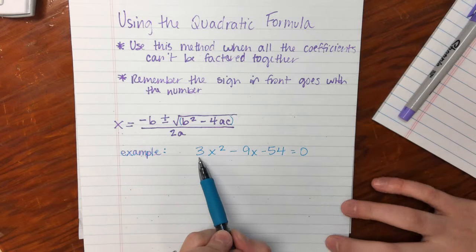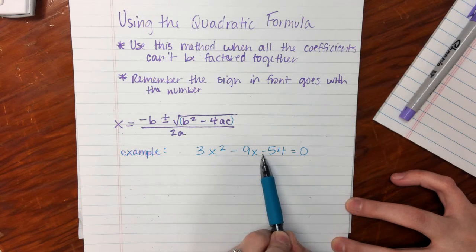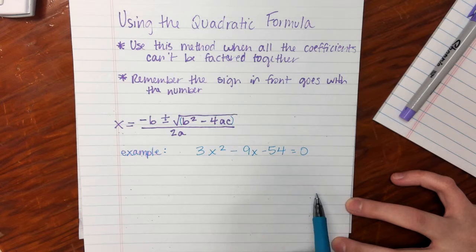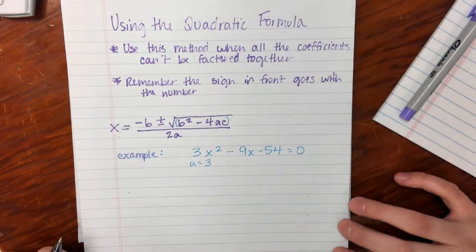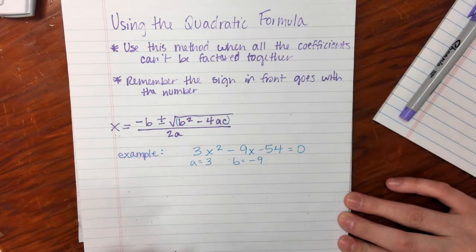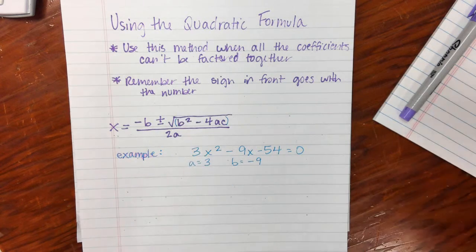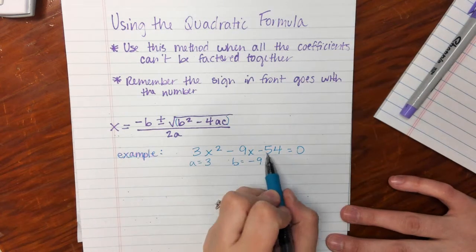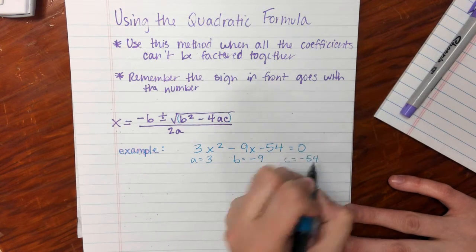So when we're looking at our example problem, 3x squared minus 9x minus 54 equals 0, a is going to equal 3, b is going to equal negative 9, because remember, the sign in front goes with the number. It follows its coefficient. And c, right here, is negative 54.